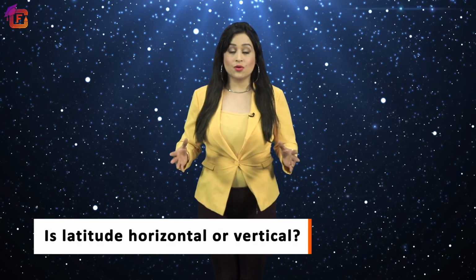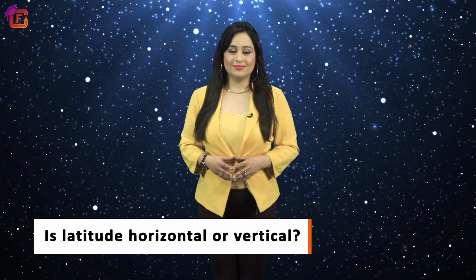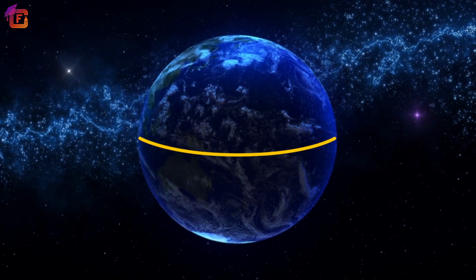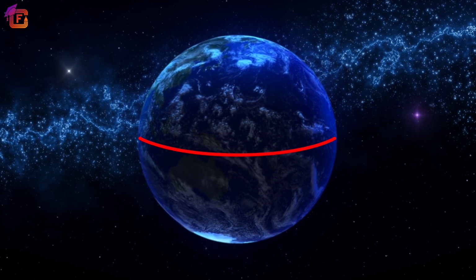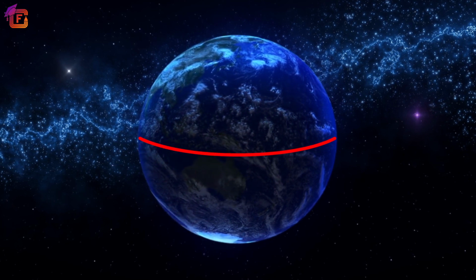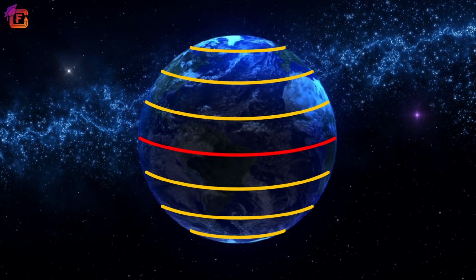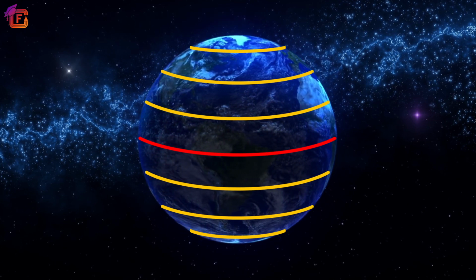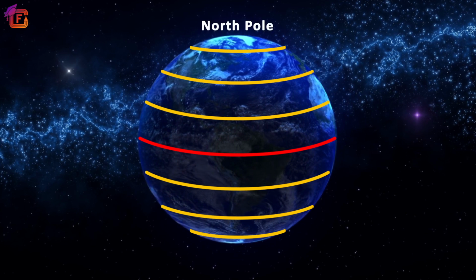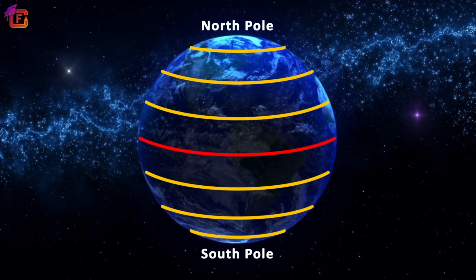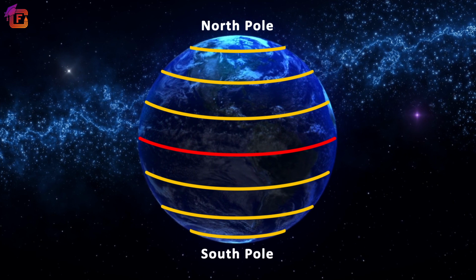Now, a question arises, is latitude horizontal or vertical? No worries, I'll tell you. Well, latitude measures the distance from the equator. Hence, these are horizontal lines. The horizontal or circular line passing halfway between the North Pole and the South Pole is known as the equator.